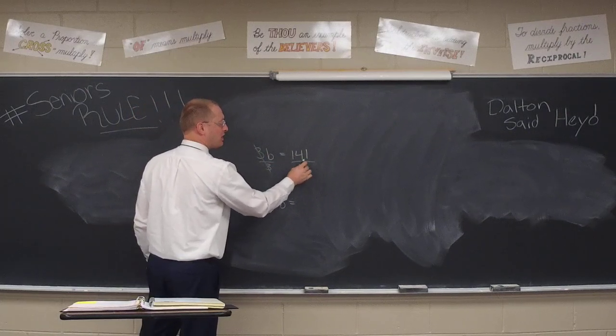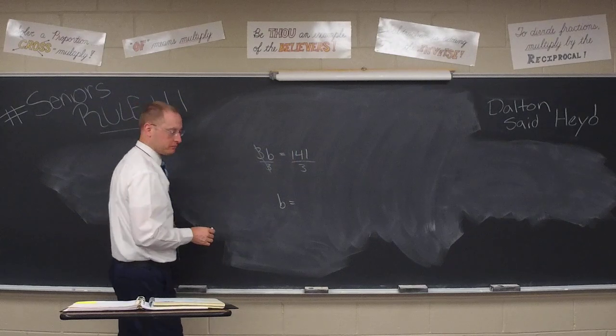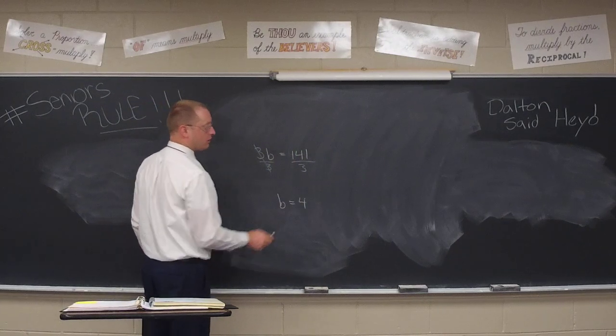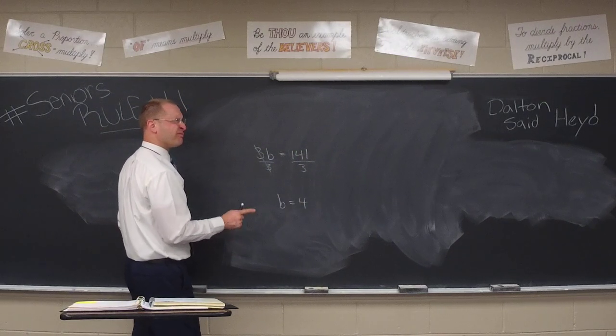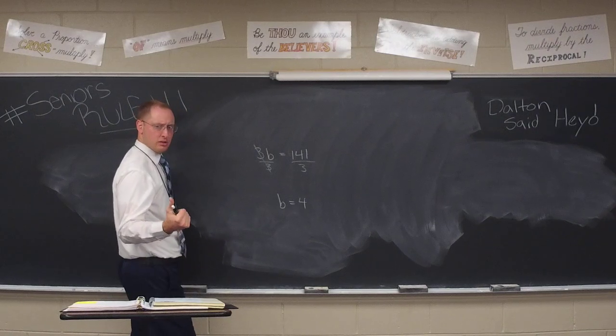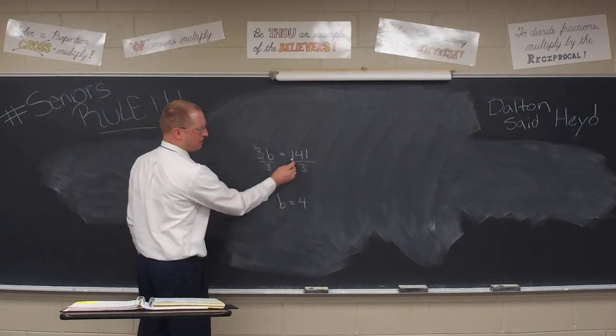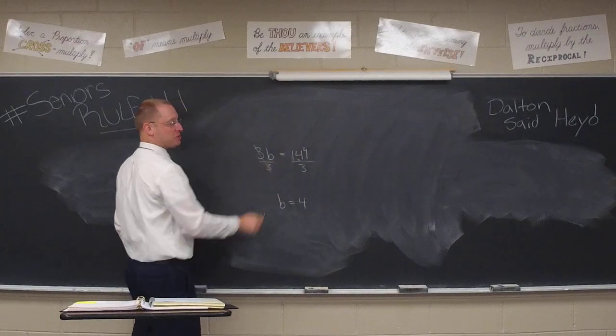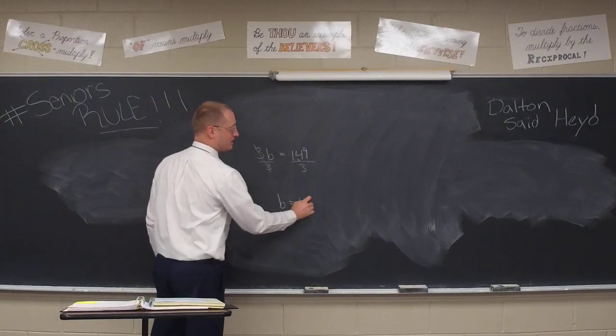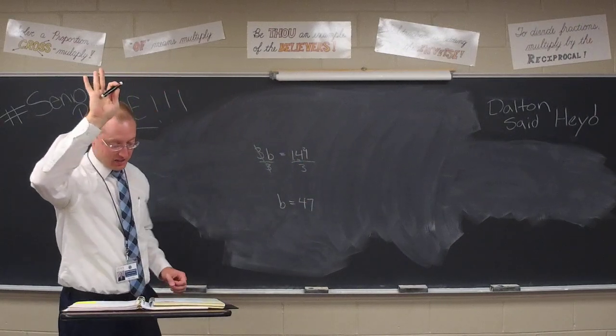Ben, how many times would 3 go into 14? 4, with how many left over? 1. What's 4 times 3? 12. So how many left over? 2 left over. And then 3 goes into 21 7 times. How many had 47 as that number?